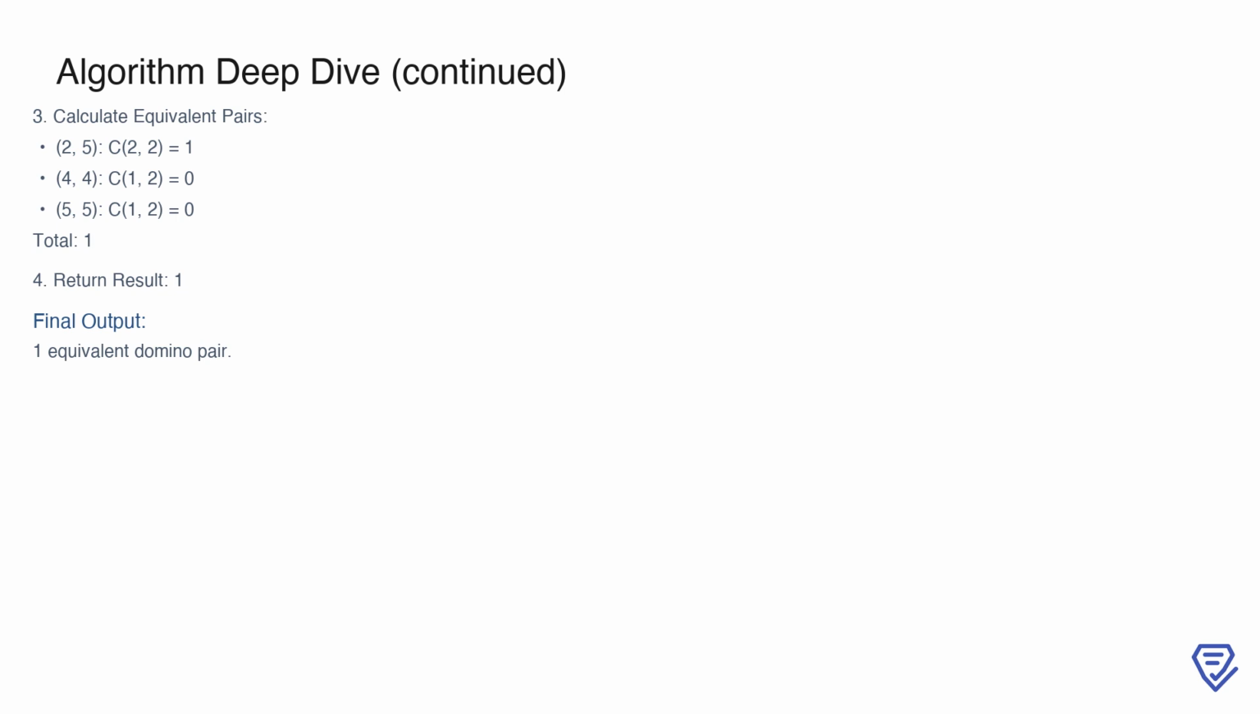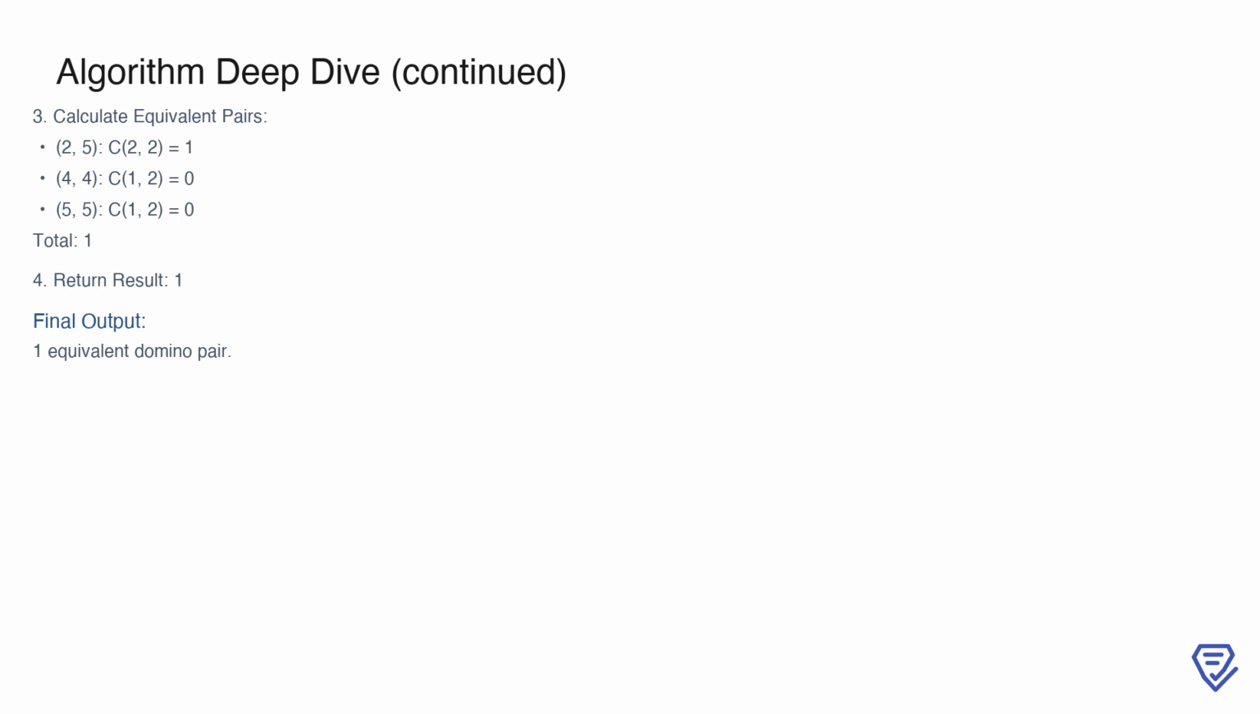Now, we calculate the number of equivalent pairs using the combination formula. For the pair (2, 5), which has a frequency of 2, we calculate C(2, 2) as 2 multiplied by 2 minus 1, divided by 2, which equals 1. For the pairs (4, 4) and (5, 5), each with a frequency of 1, the combination formula gives C(1, 2), which is 0. Adding these contributions together, the total number of equivalent pairs is 1.